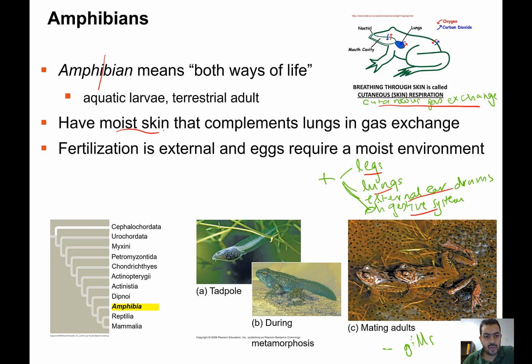Fertilization is external. The sperm needs a medium like water to swim in order to fertilize the egg. In addition, the eggs themselves require a moist environment, otherwise they will dry out. So it is more or less similar to the first group of plants which we covered, which needed water for their fertilization. Because of that, we see amphibians living near water.